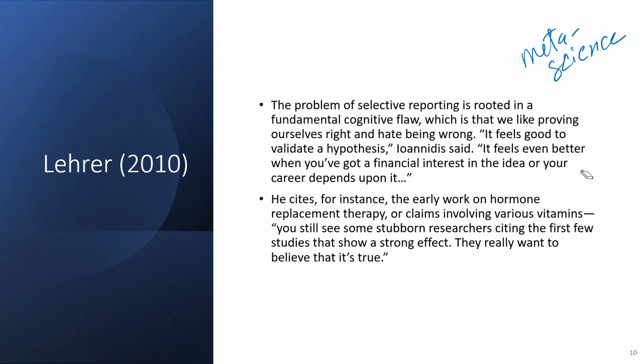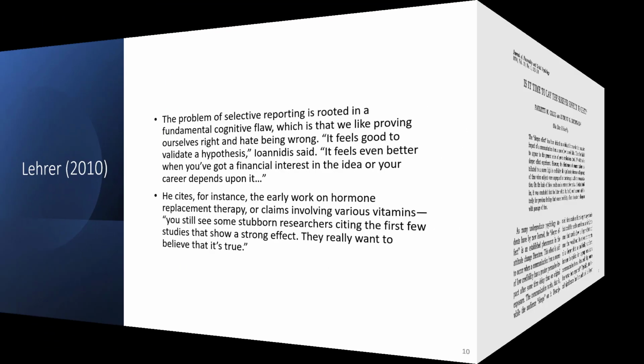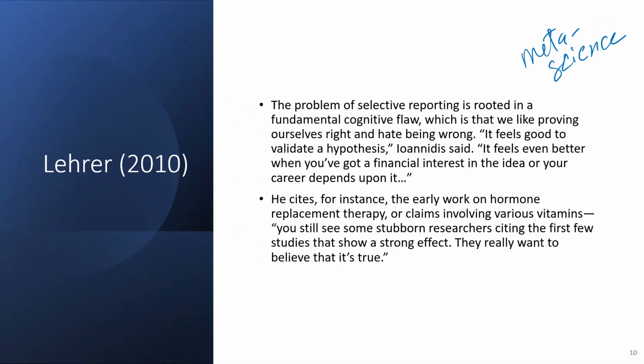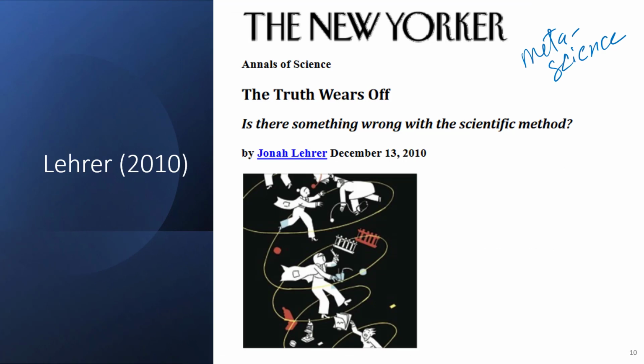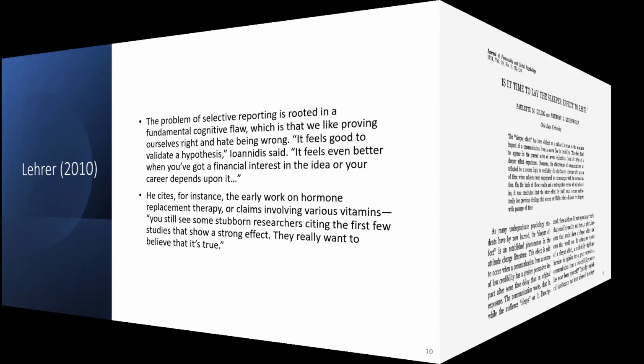And he gives the example of hormone replacement therapy, which has been debunked pretty much, and vitamins, stuff like that, the stubborn resistance. Stubborn researchers citing the very first few studies that show a strong effect, and they really want to believe that it's true. So, in fact, with Lehrer, he was documenting how a lot of times an effect is found, and then people have trouble replicating it. And so something was magic at the time the study was produced, and then boom, it's gone.